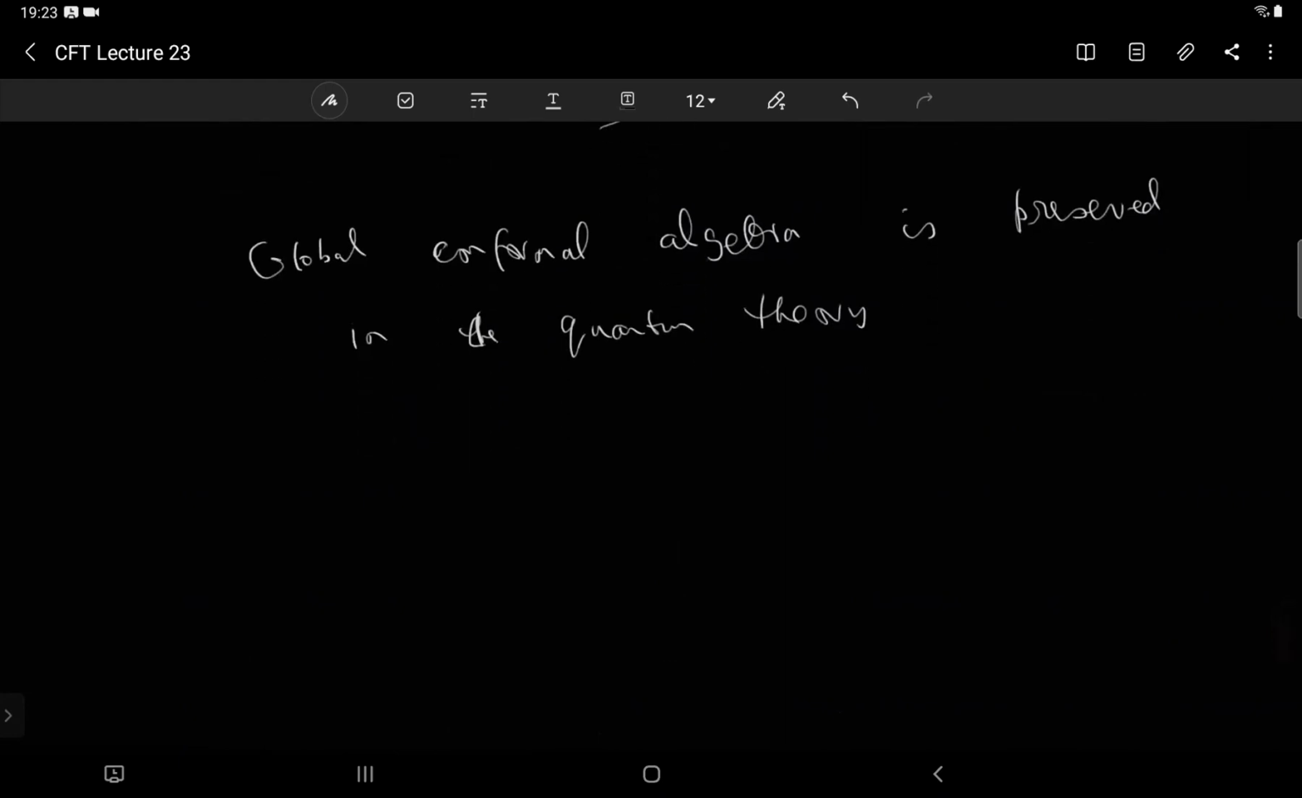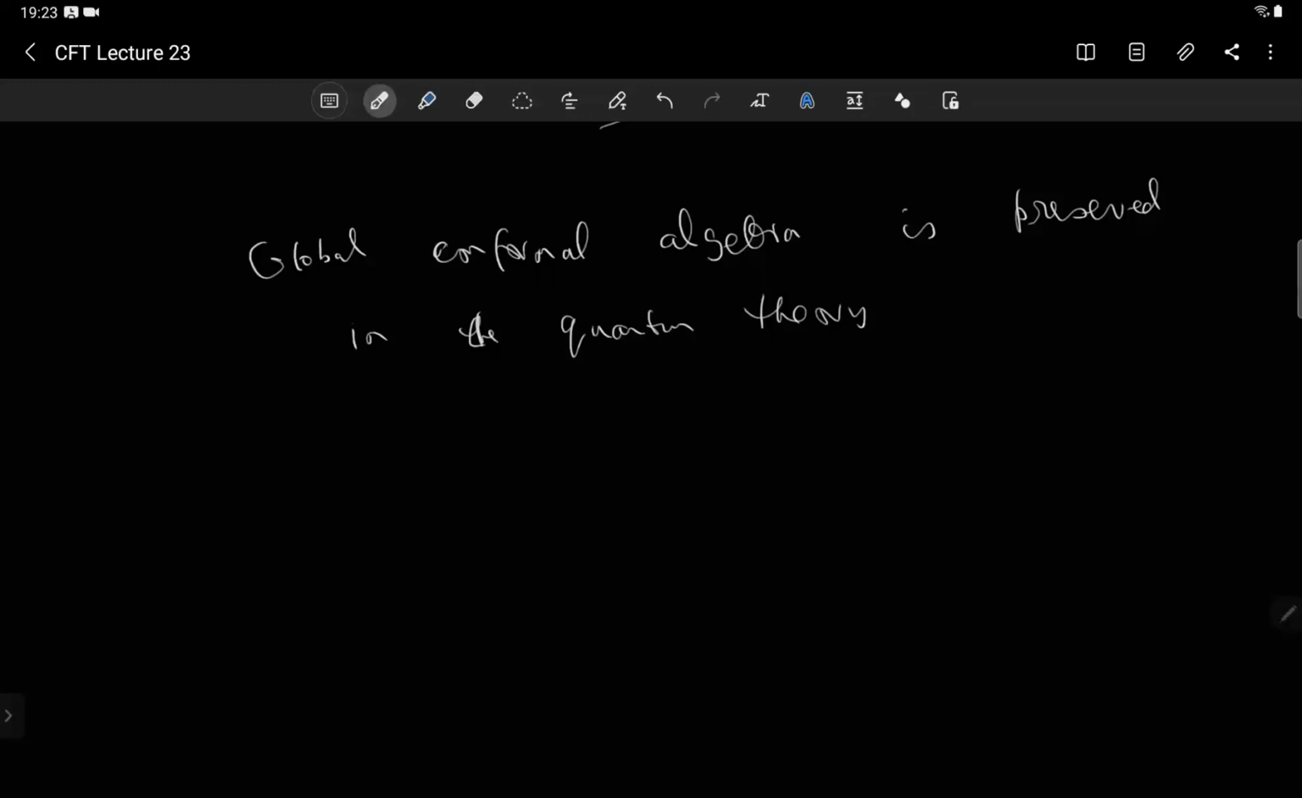Okay, so just a few things. You can see from here that L1, L minus 1 and L0 form a subalgebra of the full algebra, the global conformal algebra, and this is preserved. There is no deformation of this algebra. Okay, so this is a subalgebra.